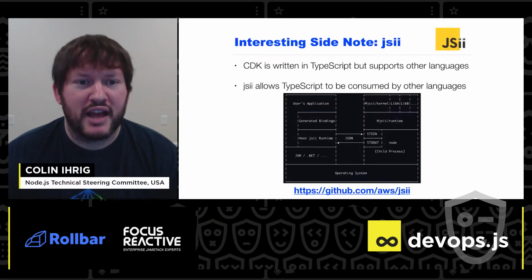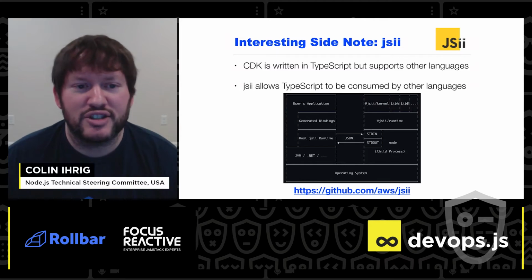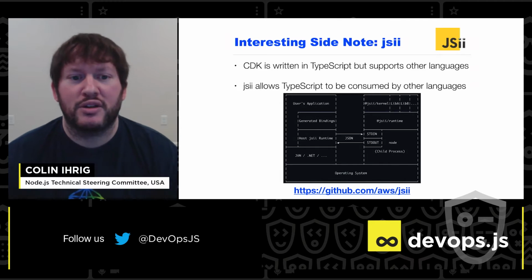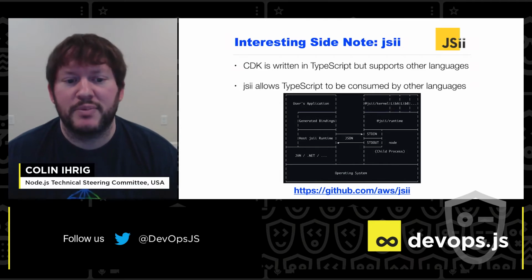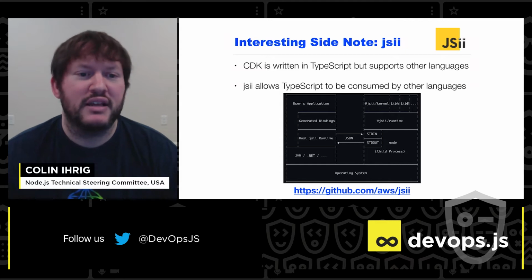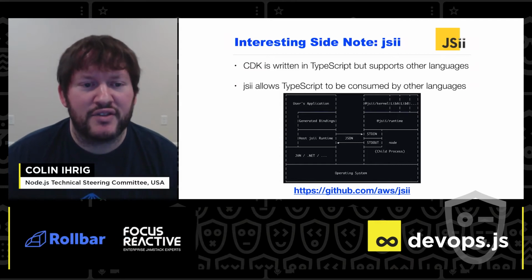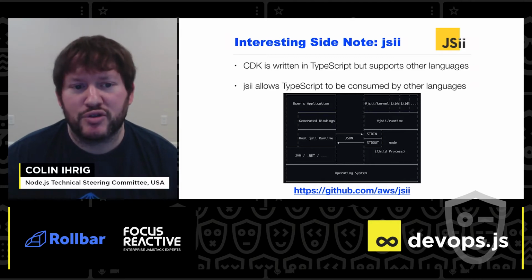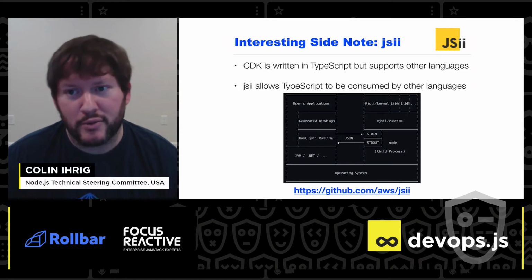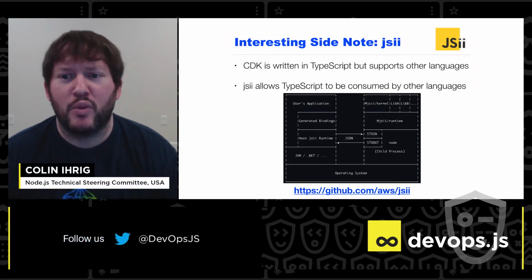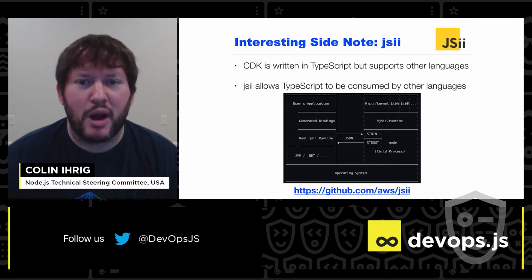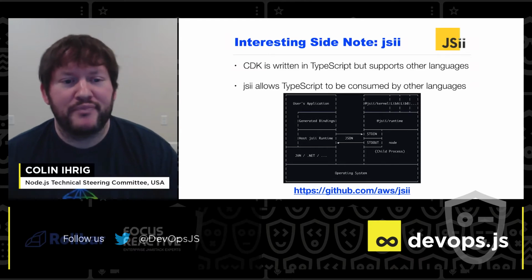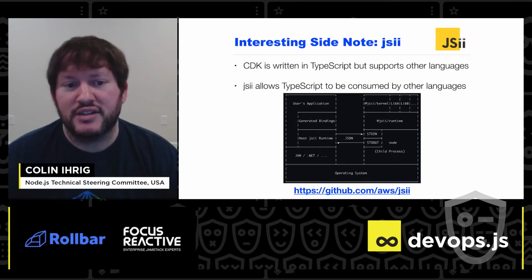Before I dive in much further, something that I found out while researching the CDK that I thought was interesting was something called the JSII, which stands for the JavaScript Interoperability Interface. This is the tool that sits underneath the CDK that allows it to be written in TypeScript, but still supported by all the other languages that I named earlier. When I originally read about this, I thought that it probably worked by generating code that was language specific. But actually, under the hood, it relies on a Node.js runtime.